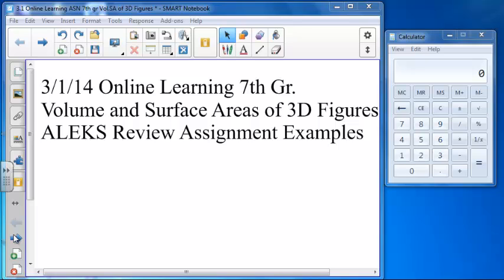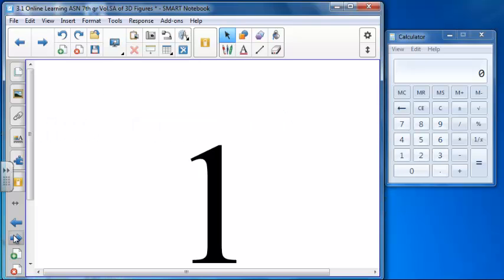I would like to go over 4 problems with you on the ALEKS assignment of volume and surface area. I've put a screen with the large number in between each problem in case you need to rewind or fast forward to the appropriate problem.